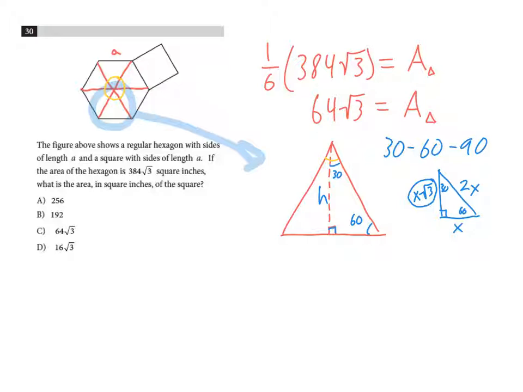Well, we know that the whole side length is A, so this side length is A on 2, therefore the height must equal A on 2 times √3. So A times √3 on 2. Okay, fair enough.